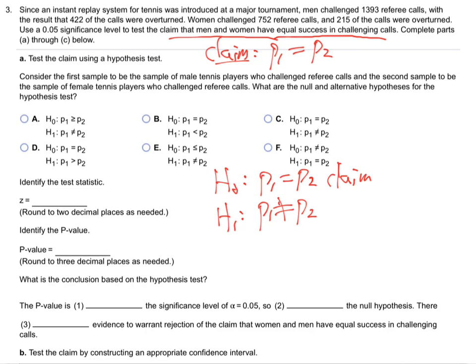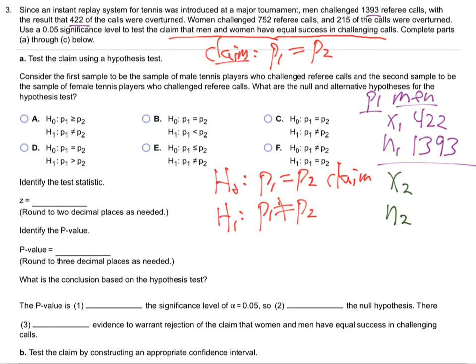What are the numbers? So for the p1, did the men come first or the women? Men, okay. So the men had 1393 referee calls, 422 were overturned. So x1 is 422 out of n1, 1393. And then x2 and n2 are the women. 215 of the calls were overturned out of 752 refereed.